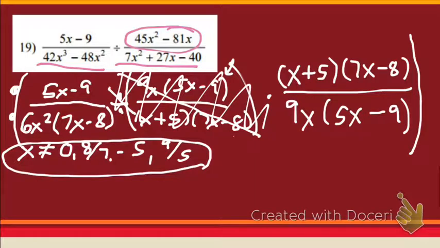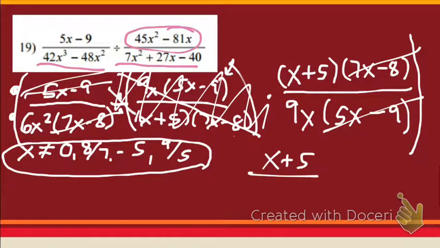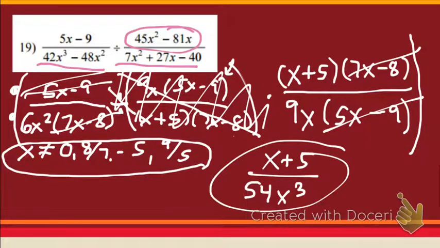Alright, so now we could cancel. We could take out these factors of 7x minus 8 and cancel out these factors of 5x minus 9, and you'd be left with x plus 5 over 6x squared times 9x, which would be 54x cubed, with these domain restrictions still. If you plug any x value into this simplified version, as long as it's not a domain restriction, you'd get the same value as if you plug it into that one up there. And that's what it means to simplify these things.